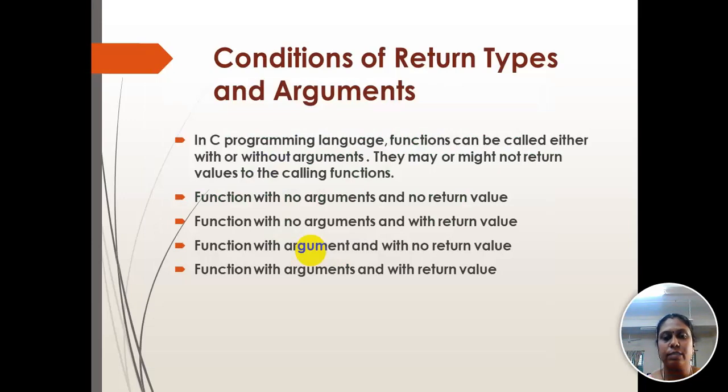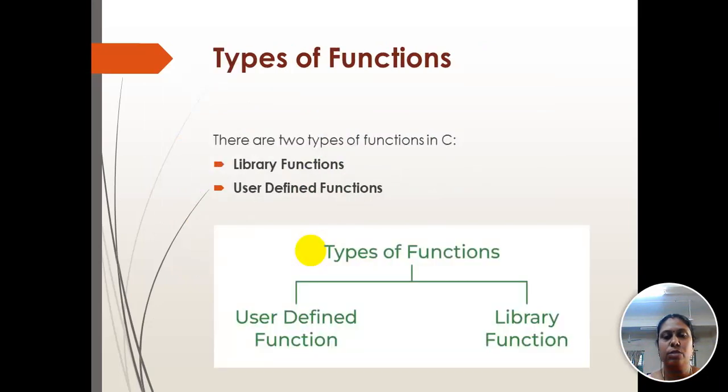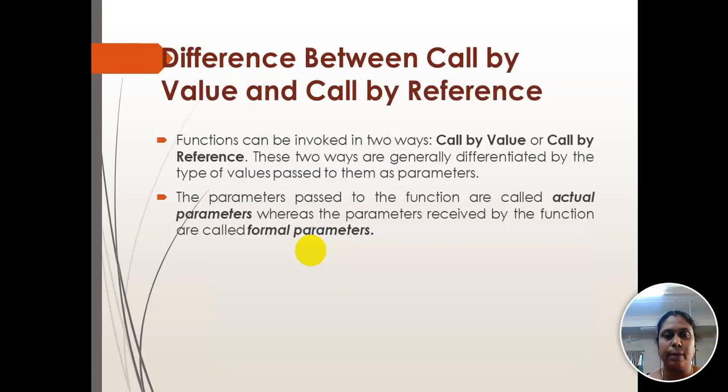Based on return types and arguments, functions can be classified into functions with no arguments and no return value, functions with no arguments and with a return value, functions with arguments and no return value, and functions with arguments and with a return value. The broad classification of functions is library functions and user-defined functions. Library function examples are scanf, printf, square root, cos and sin functions. These all come under the library functions of the C program. With user-defined functions, the user can create their own functions for their purpose.